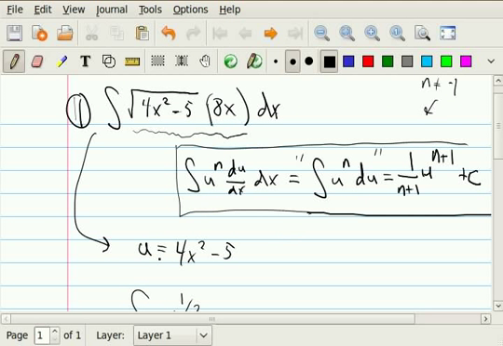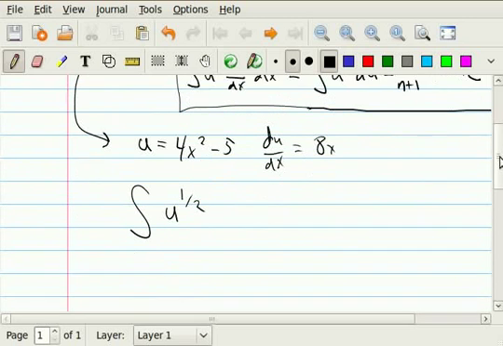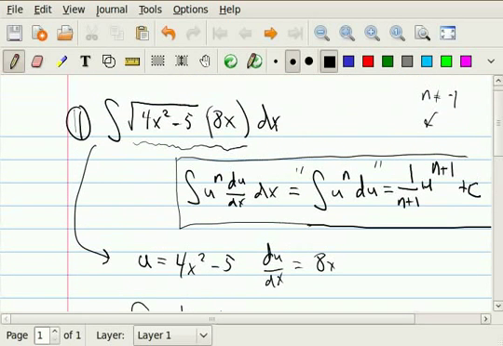Okay. Well, once I choose u, I have to see what the derivative of u is. So what's the derivative of this with respect to x? Well, the derivative of 4x squared is 8x. The derivative of -5 is 0. Okay? So look at that. I have u to the power 1/2 times the derivative of u. Okay? So that's my du dx. Okay? Times, of course, dx, the differential.